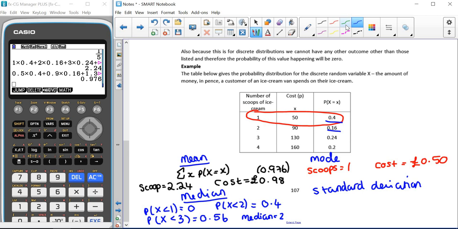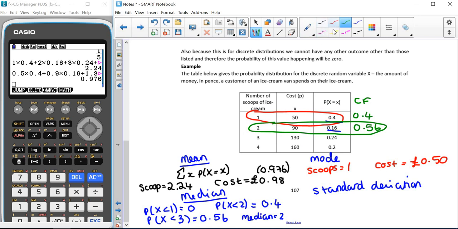Now an easier way to think about this is if we did a cumulative frequency of our probabilities. At the end of 1 scoop we have 0.4, at the end of 2 scoops we have 0.56, so somewhere inside our 2 scoops is our median because we've got over the probability of getting a half. Otherwise you can try looking at the different probabilities as we did here.